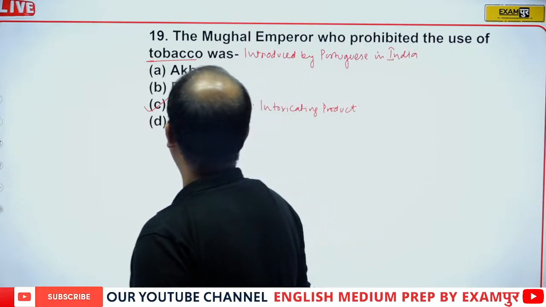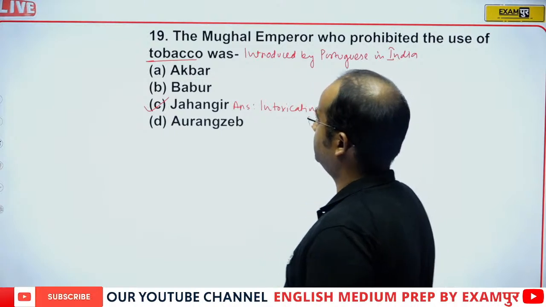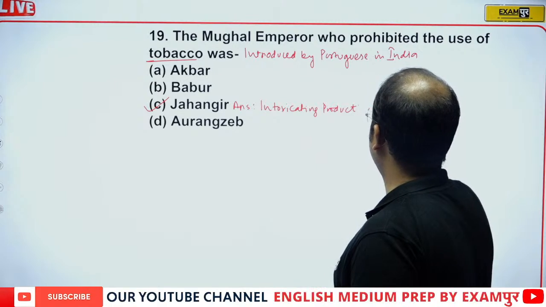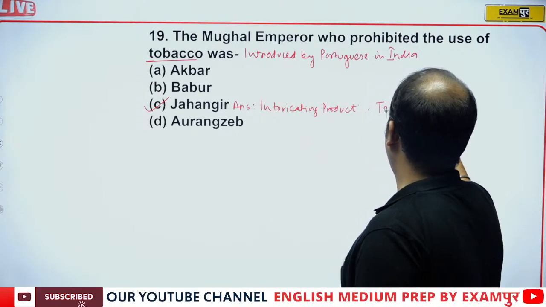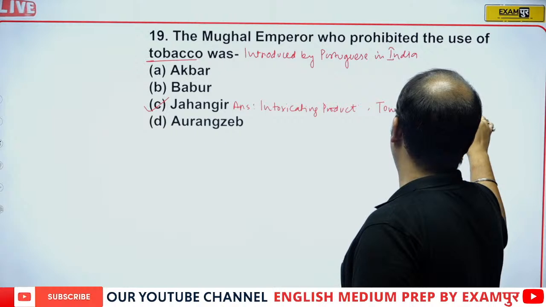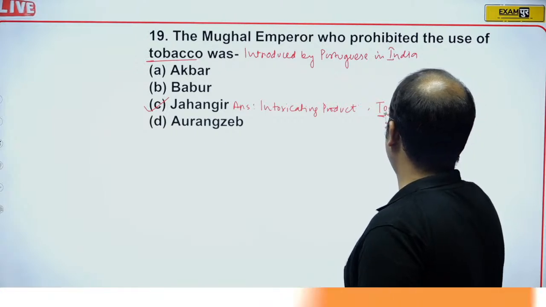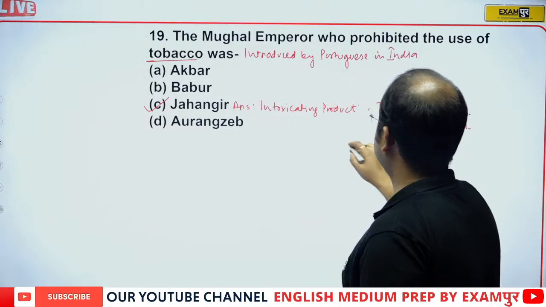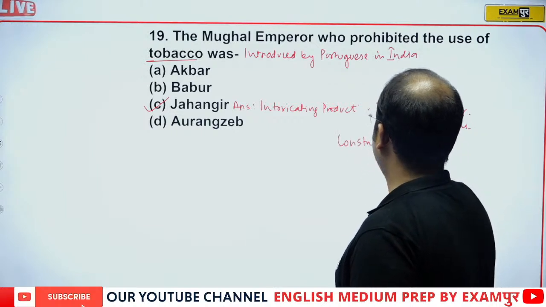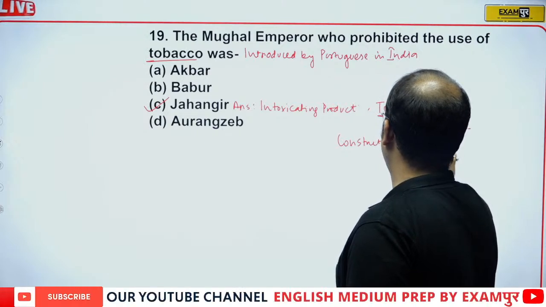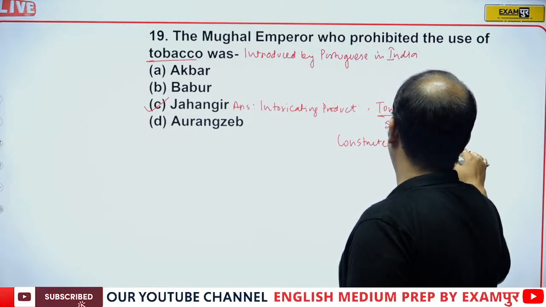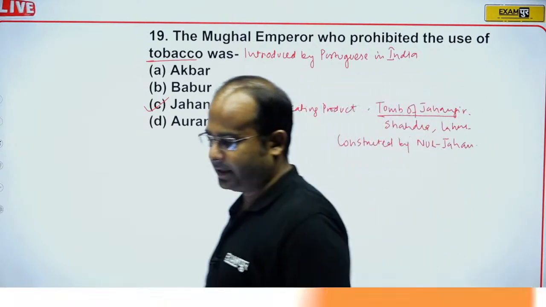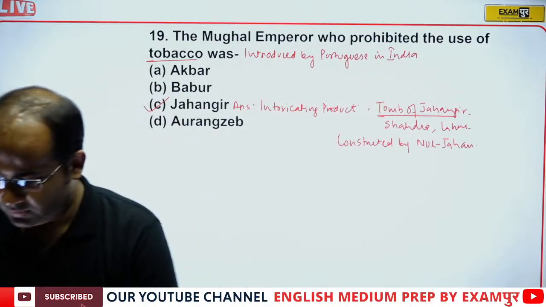So that was introduced by Portuguese in India. So the correct answer will be option C, that is Jahangir. And the tomb of Jahangir, that is in Shahadra, Lahore, and this was constructed by Noor Jahan. So the correct answer will be option C.